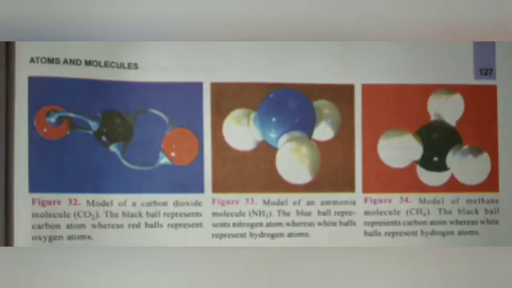In this pic, you can see various models of different compounds. The first one is a model of carbon dioxide. One black sphere represents a carbon atom and two orange spheres joined to it show two oxygen atoms. The second model is of the ammonia molecule, in which the blue sphere is nitrogen and 3 hydrogen atoms are represented by 3 white spheres. Similarly, in the last model of the methane molecule, the black sphere represents 1 carbon atom and 4 white spheres represent 4 hydrogen atoms joined to it.